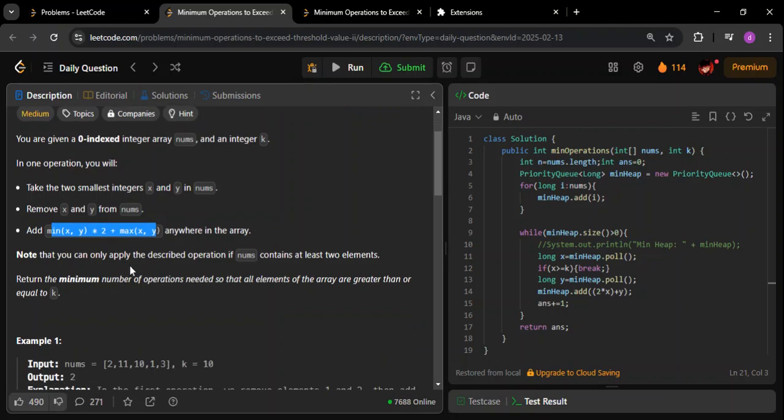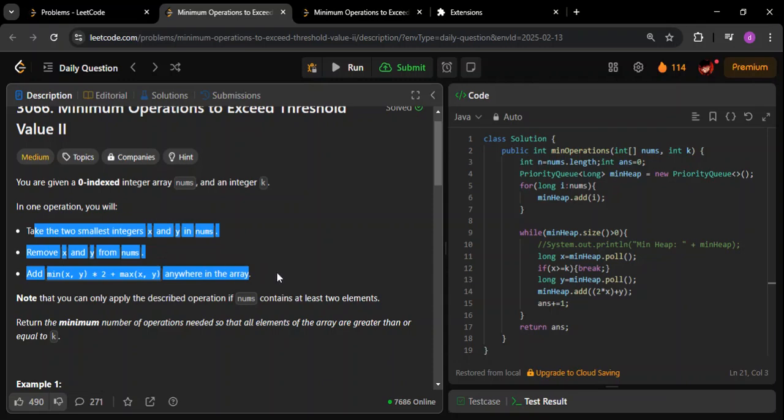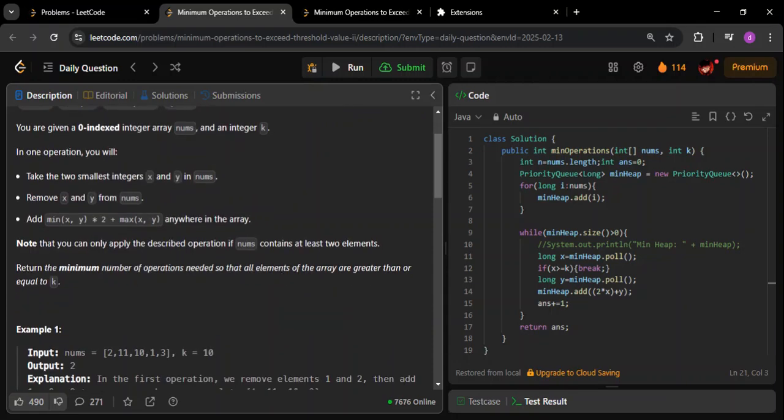After this, again the same thing will keep continuing. Let's see the question after that. Note that you can only apply the described operation if nums contains at least two elements. If there are fewer than two elements, you cannot apply this operation, because obviously we require both x and y. If one is missing, obviously you cannot calculate this, right?